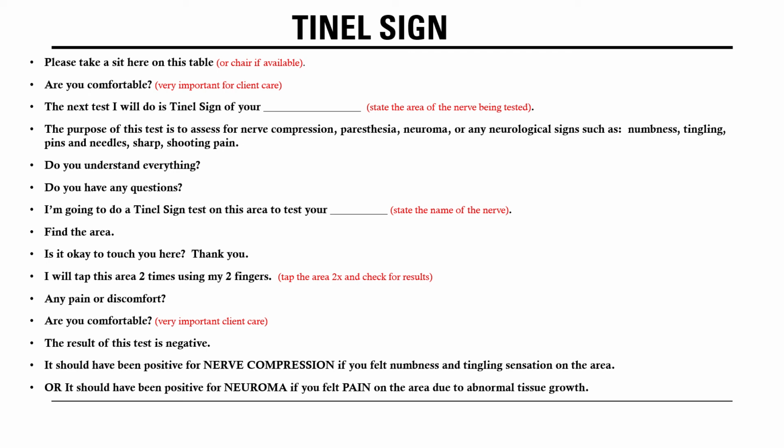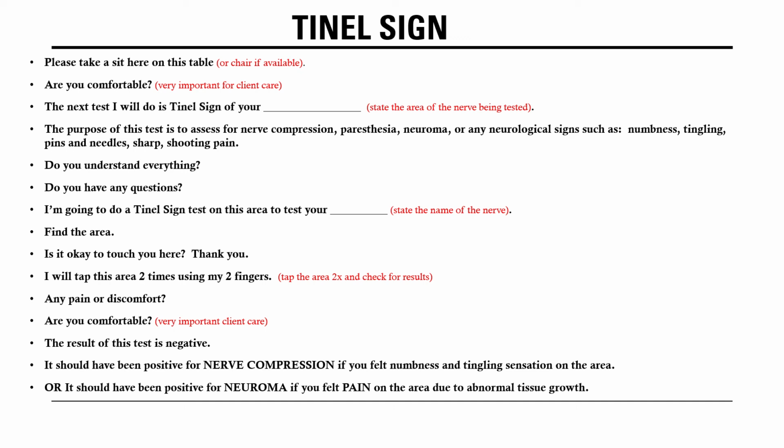I'm going to do a Tinel sign test on this area to test your blank, state the name of the nerve. Then find the area. Is it okay to touch you here? Ask this to get permission from the client for client care. Once the client said yes, then say thank you. I will tap this area 2 times using my 2 fingers. Tap the area twice and check for results.